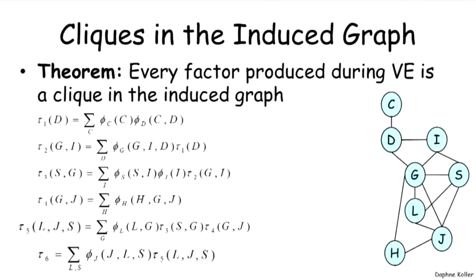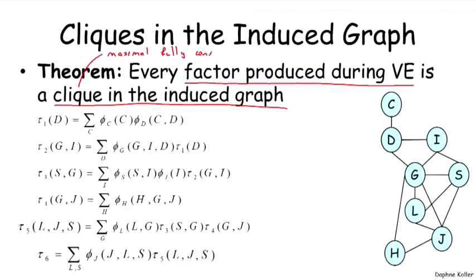So now there's some interesting properties of the induced graph that are worth noting. First of all, there's properties that relate factors produced during variable elimination and cliques in the induced graph. So first of all, let's define what a clique is. A clique is a maximal fully connected subgraph. So let's parse that too.